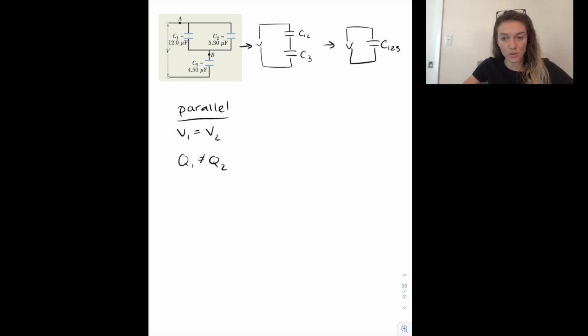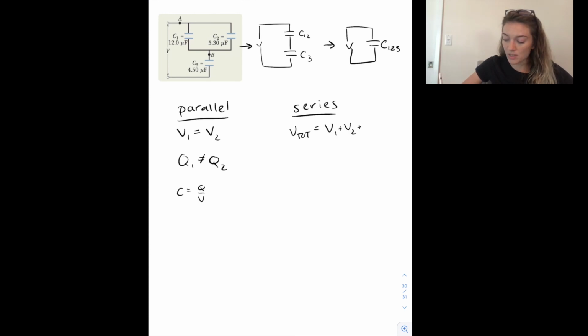You would have to use your equation for capacitance to figure out the charge on each of those individual capacitors. Now, when we have capacitors in series, the potential is not the same across each one. So V total will be equal to the sum of the potential across each capacitor. If we have 5 capacitors in series, the sum of the potential difference across each one will be equal to our total voltage drop across the whole circuit.